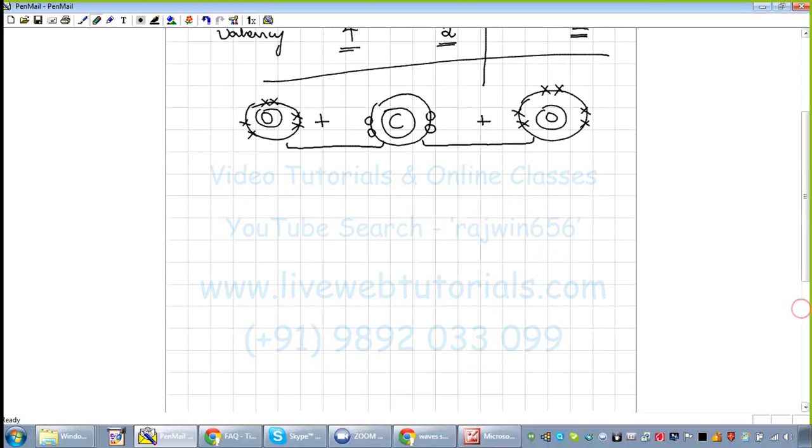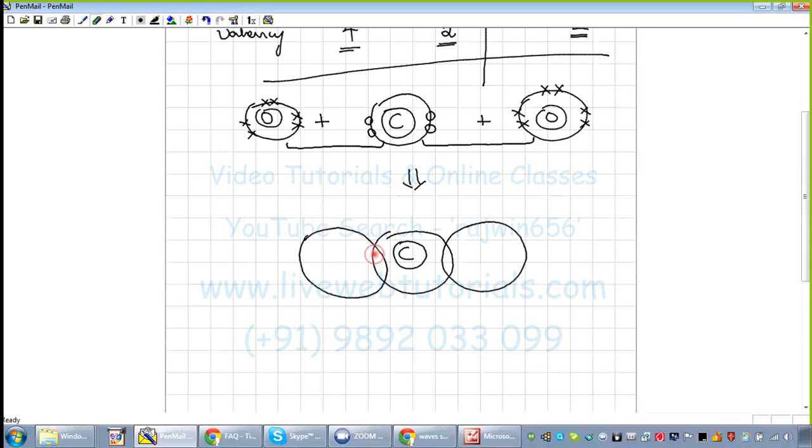Okay, so first you show the central carbon atom. When these all combine together, show the orbits first. 1, 2, 3, 4. And then the nucleus. Same thing will be there for the second side. 1, 2, 3, 4.